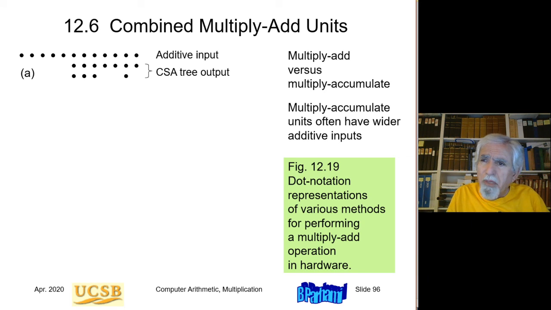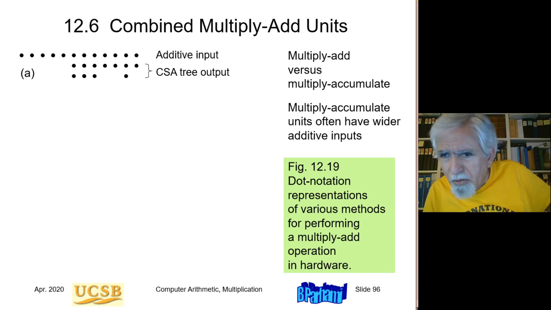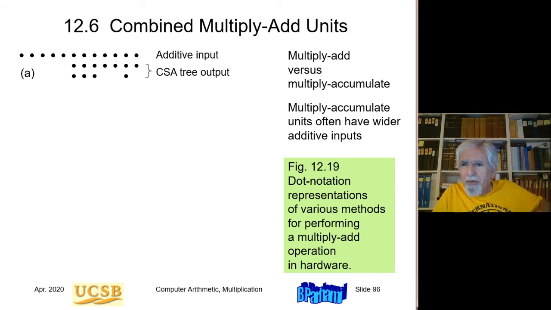Okay, the final topic is combined multiply-add units. It's often the case that when we multiply two numbers, we want to add the result, the product, to a running total. This is done, for example, when we do inner products. We compute individual product terms and then add them together. So each product term is added to a running total.